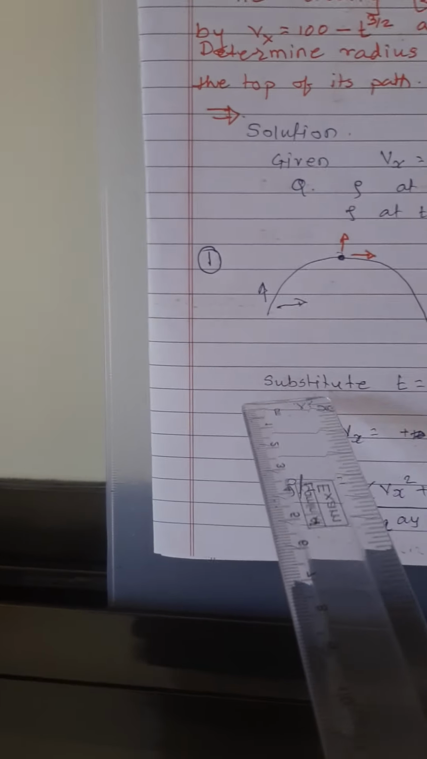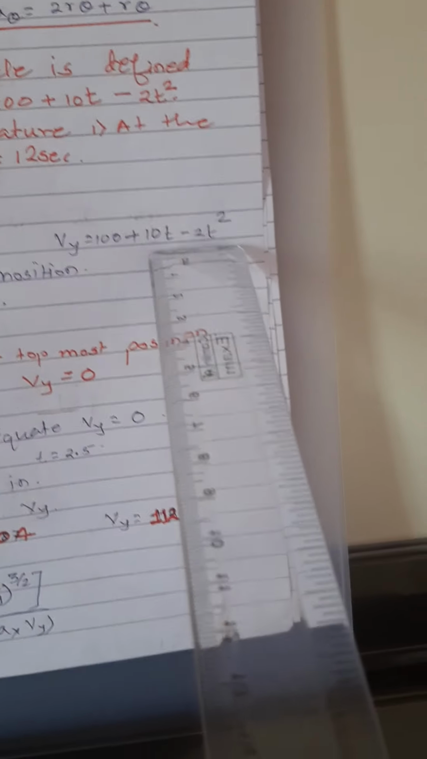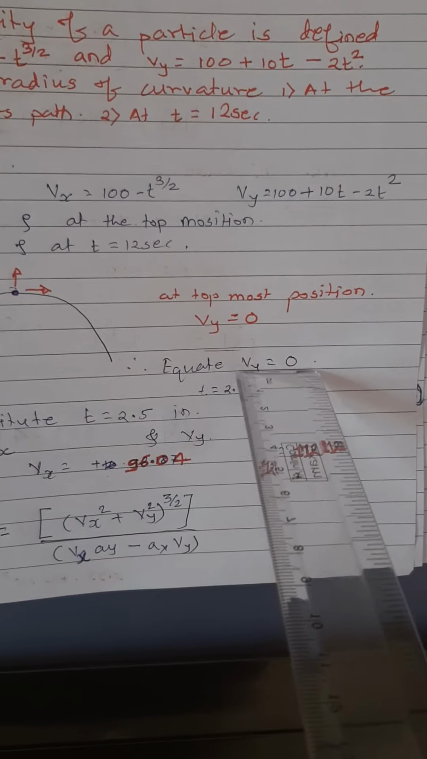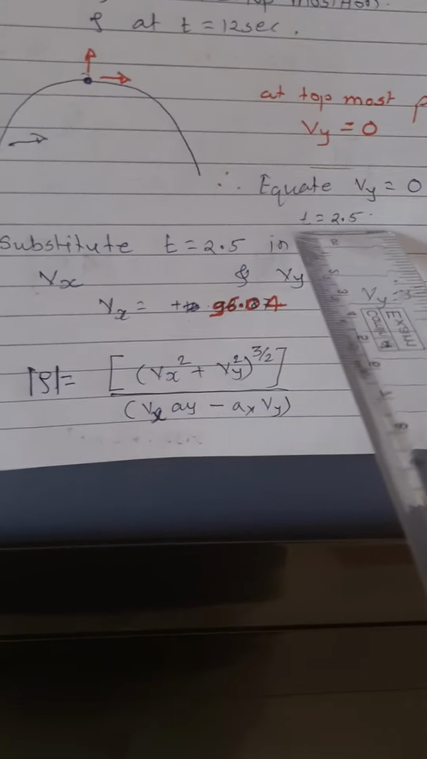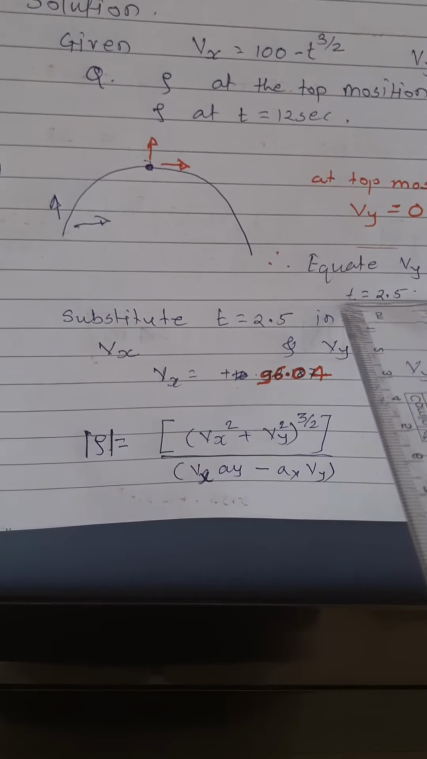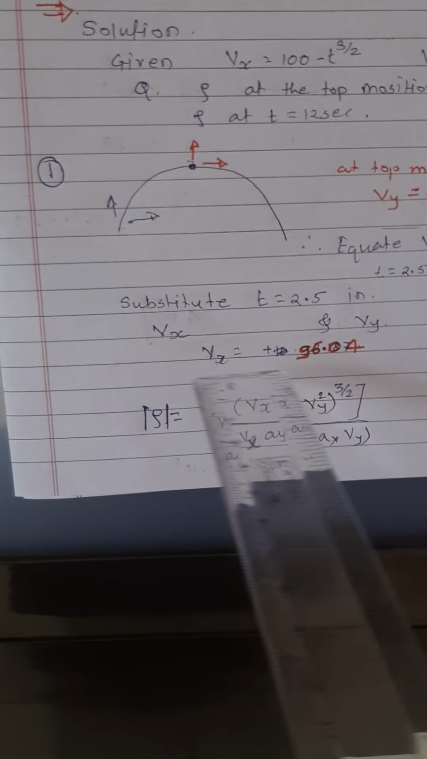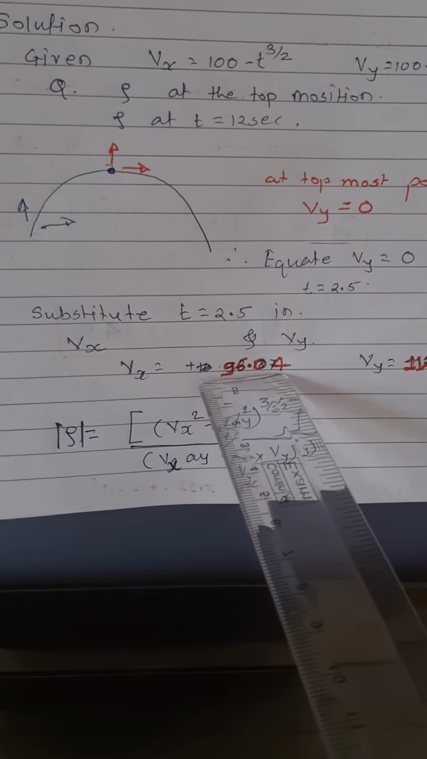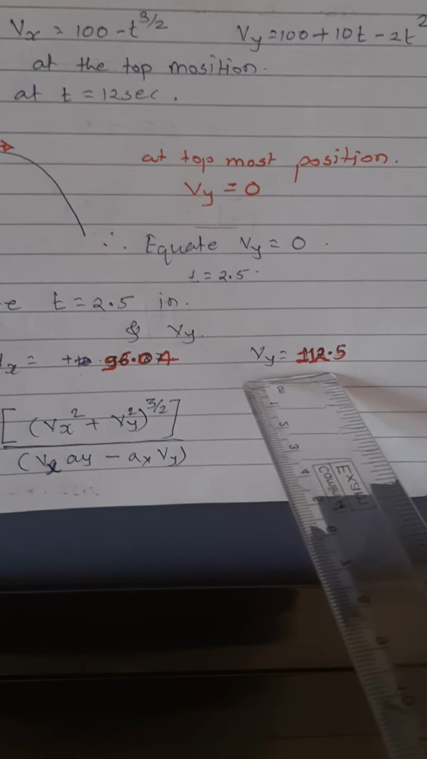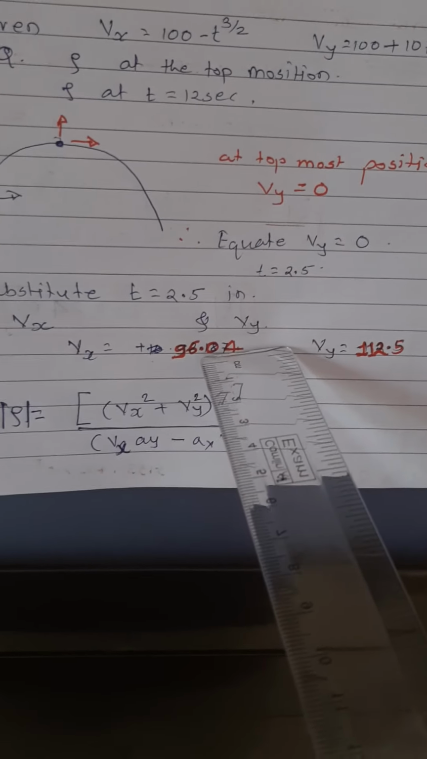So we substitute. From this, after equating Vy to 0, we get t equal to 2.5. After substituting t equal to 2.5, we find that Vx is equal to 96.04 meters per second and Vy is equal to 112.5 meters per second.